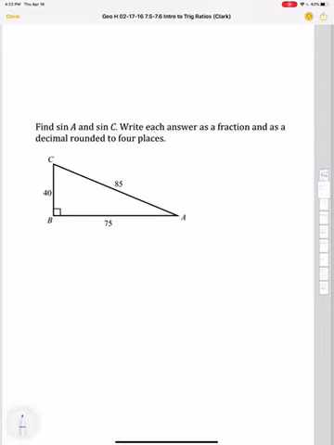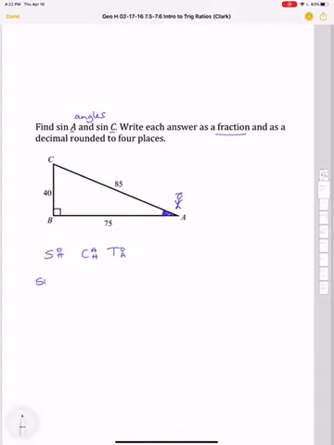So it says find sine A and sine C. So remember, A and C are angles. These are angles, because the angles always have to come after sine or cosine or tangent. Right? Each answer as a fraction and as a decimal rounded to 4 decimal places. So angle A. So from this angle, if I'm standing here, sine, so I'm going to write it out, SOHCAHTOA.